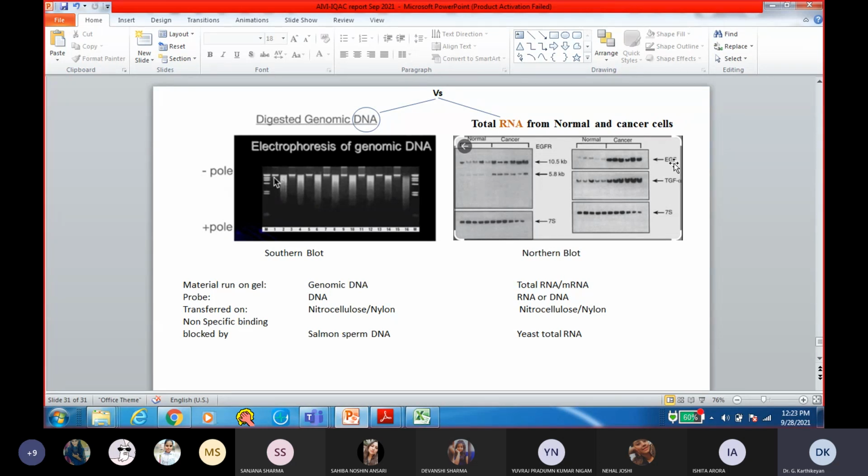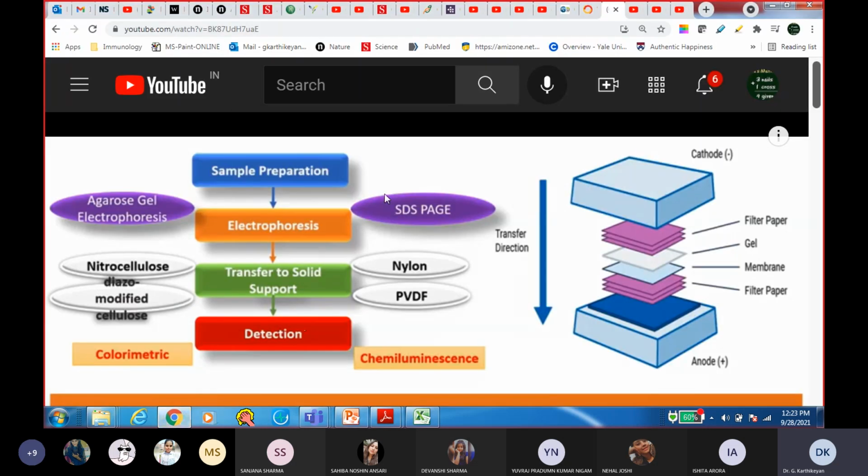Okay, let's go back to the video. So when it comes to northern or southern blot, this sample itself will vary, right? If it's a southern blot, it is going to be genomic DNA. If it is a northern blot, it is going to be total RNA from the cell. You will be electrophoresing through agarose gels, and then you will be transferring it to a solid support, which can be a nitrocellulose, it can be a nylon membrane.